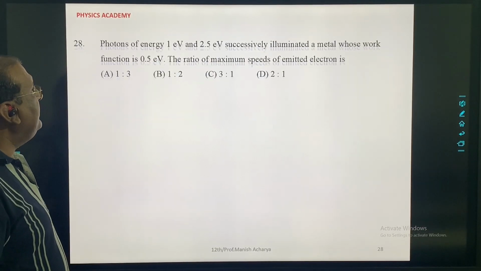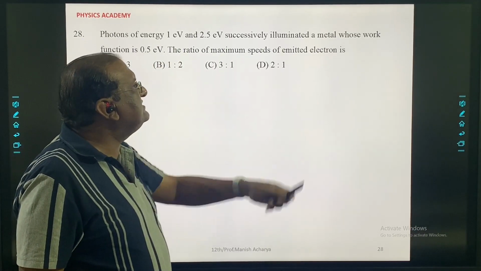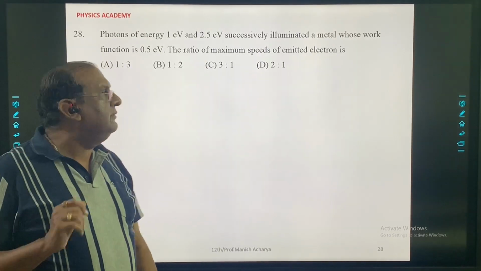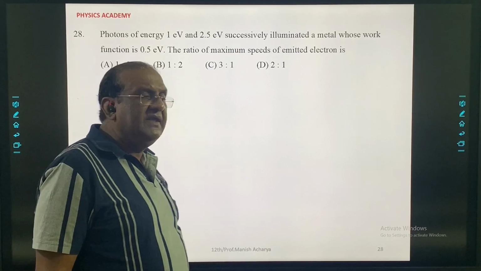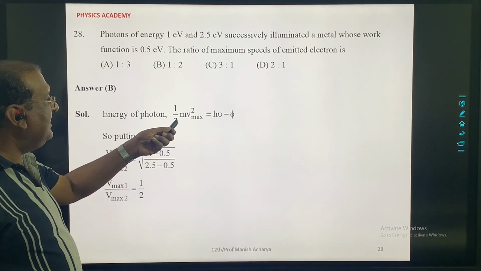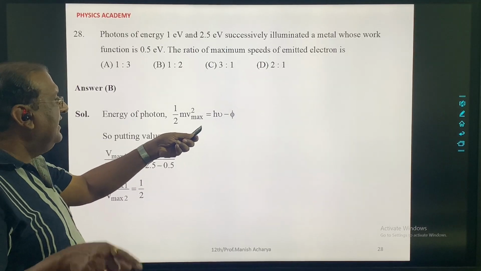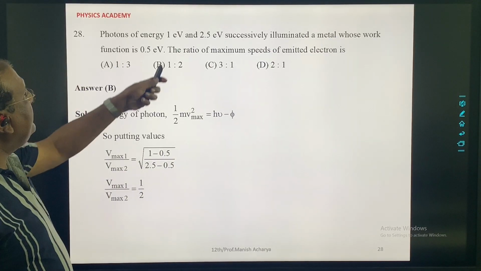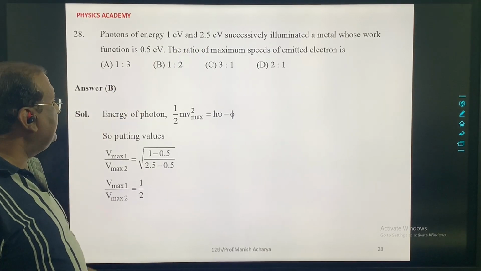Now, question number 28. Photons of energy 1 electron volt and 2.5 electron volt successively illuminate a metal whose work function is 0.5 electron volt. The ratio of maximum speeds of emitted electrons is what? Now we have the equation for the maximum kinetic energy with which electrons are emitted, that is half m v maximum square equals h nu, the energy of the incident photon, minus phi, the work function of the metal. Now see here, the energy of the incident photons is given to you, and the work function is given to you.